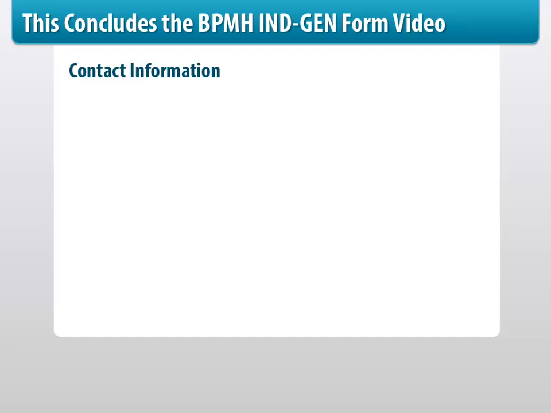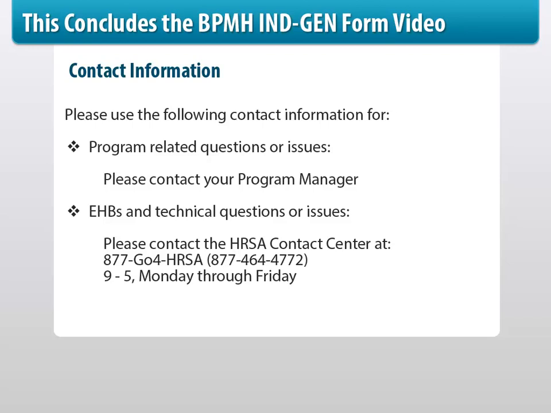Contact information. Please use the following contact information for program-related questions or issues. Please contact your program manager. For EHBs and technical questions or issues, please contact the HRSA Contact Center at 877-GO-4-HRSA. That's 877-464-4772, 9 a.m. to 5 p.m., Monday through Friday.